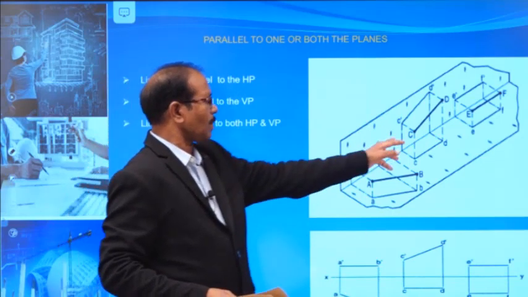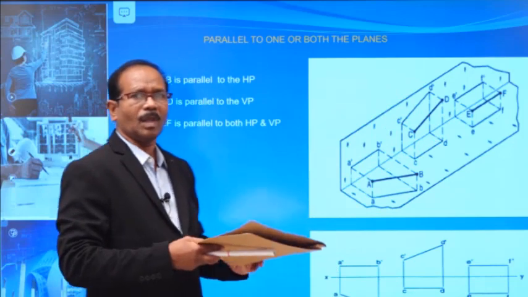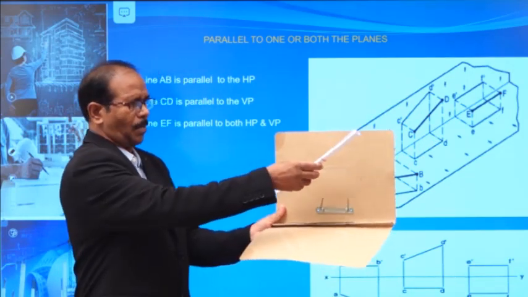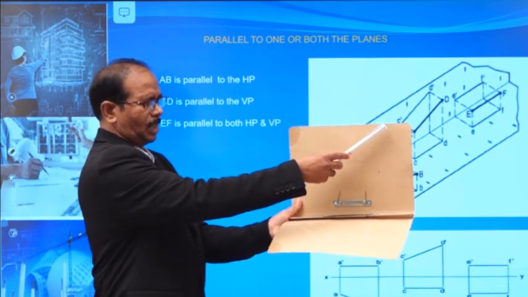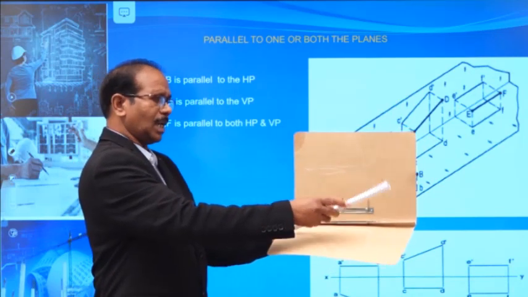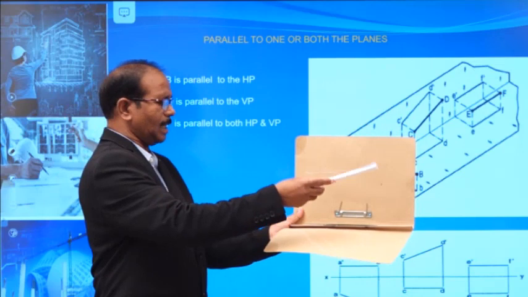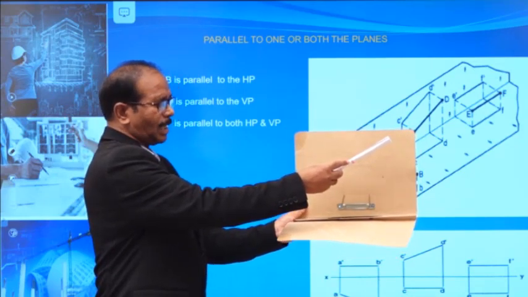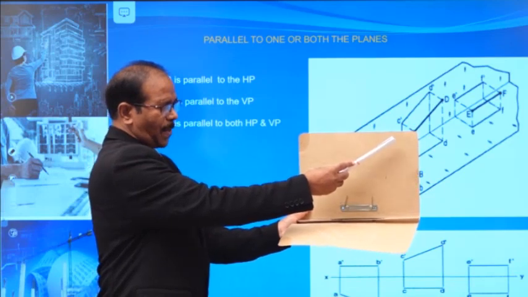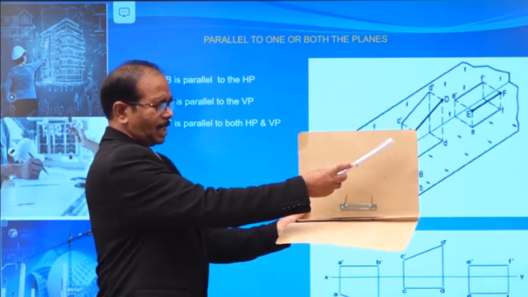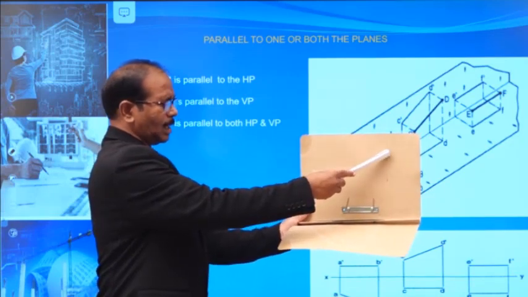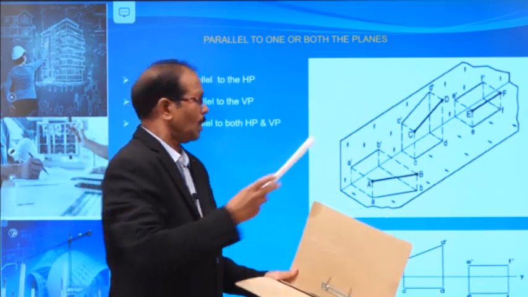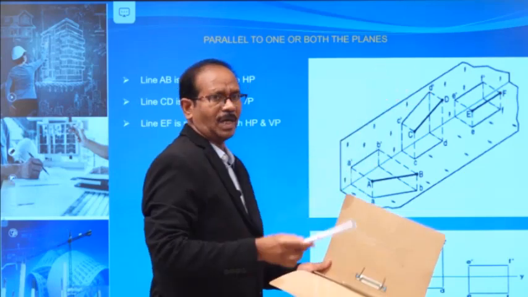The one more condition: let us assume the line CD. Assume the line CD is parallel to VP, the vertical plane. Don't consider the previous condition; I will consider it in the next slide. Only assume that it is parallel to VP. That is the only condition. So C dash, D dash is the front view.